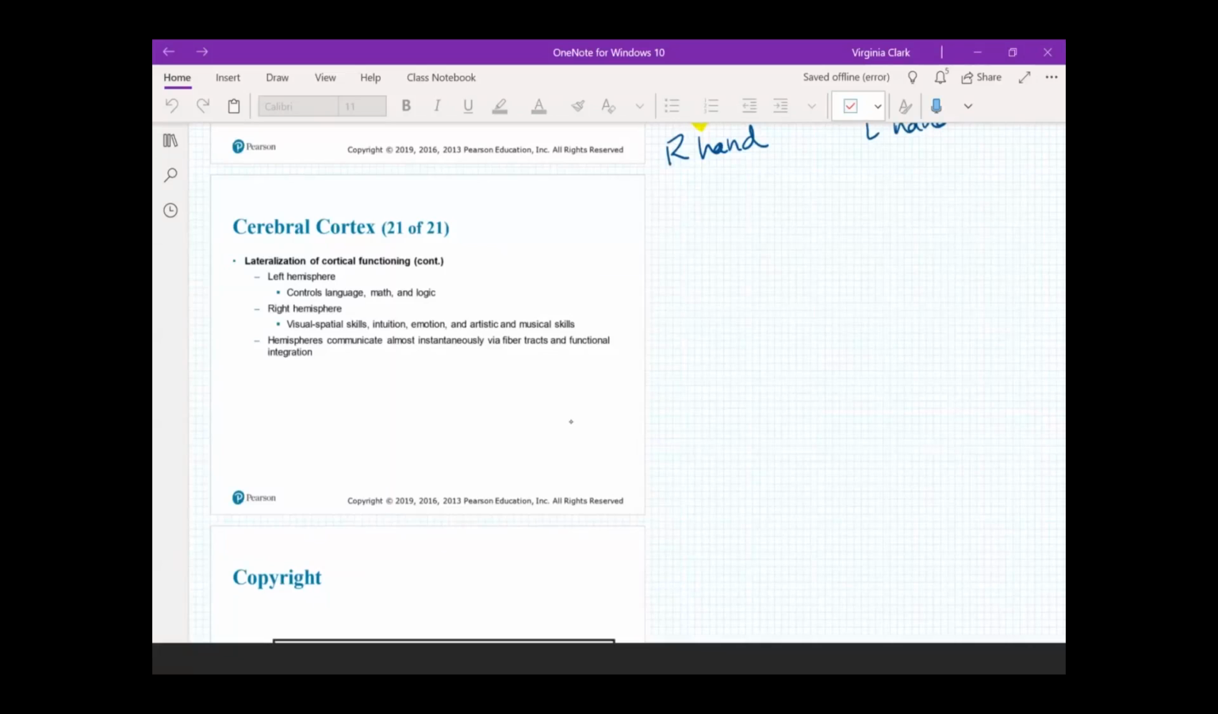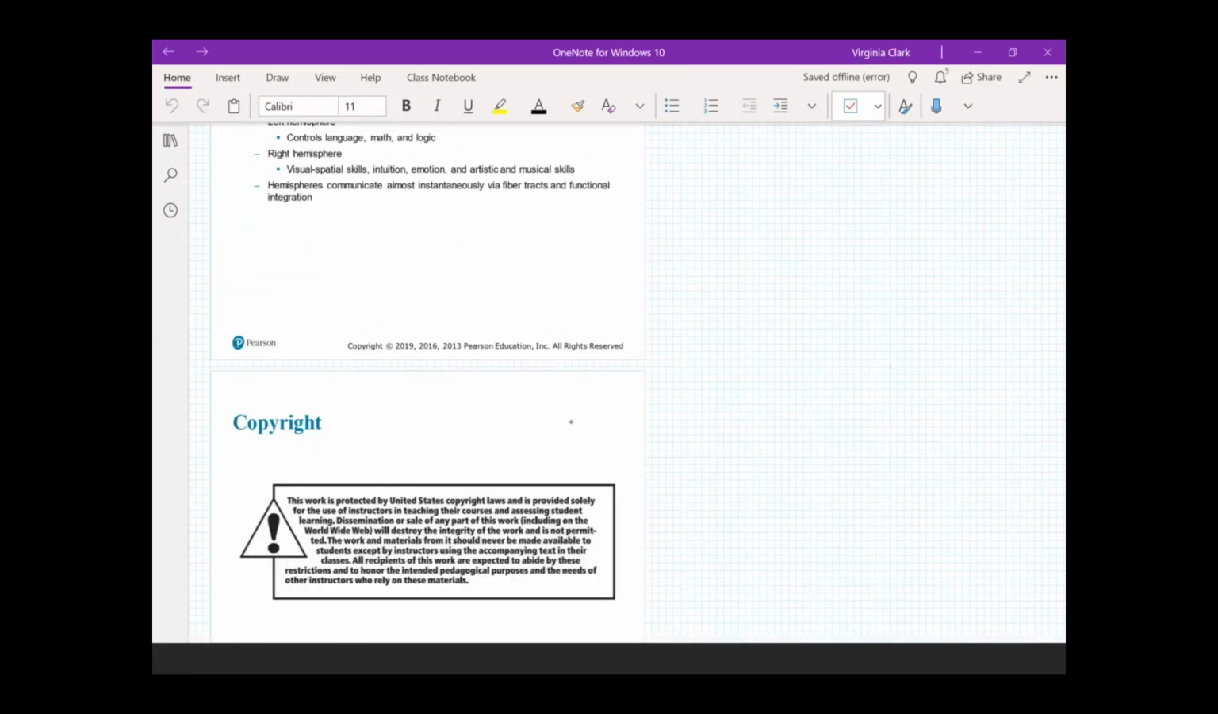I apologize, it closed out my screen. So let me pull that up and we'll talk through the lateralization. Great. Okay, so this last section is with our right and our left hemisphere, knowing that there's some lateralization occurring.